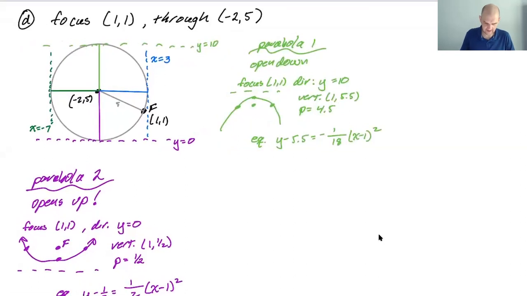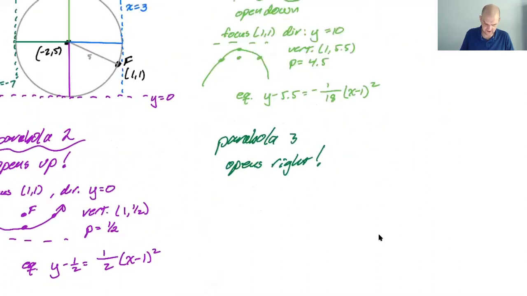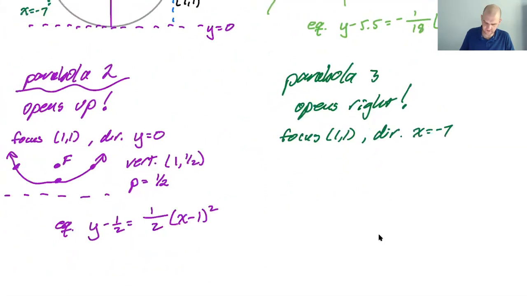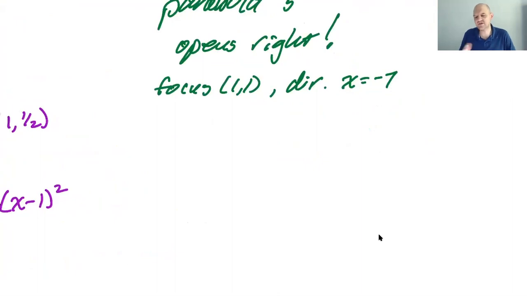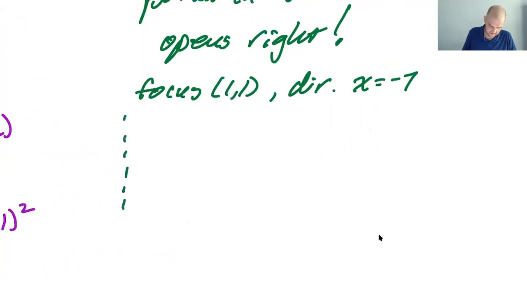So option 3, I'm going to say, is opens to the right. So parabola 3, I guess I'm calling it. Parabola 3 opens right. So if it's going to open right, then x equals -7 is its directrix. So the focus is at (1, 1), and then the directrix is x equals -7. This one feels like it's going to have, oh no, not really. I was thinking it was going to have the worst values, but I think p is just going to be 4.